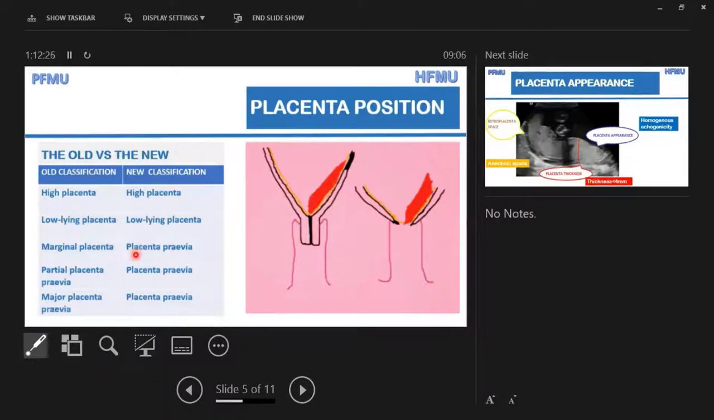So now there is a new classification for the placental position. We just want to compare it with the old classification so that we are all on the same page. In the old classification, for the first images that I showed you, if the placenta is in the anterior or posterior high segments, it is just referred to as a high placenta. And even in the new classification, it's referred to as a high placenta. So for the purposes of reporting, we say it's anterior high, posterior high, or fundal. We are describing where the placenta is: anterior high segment, posterior high segment, or fundus.